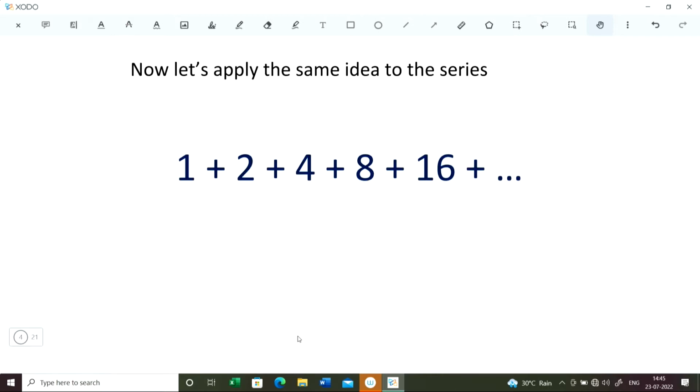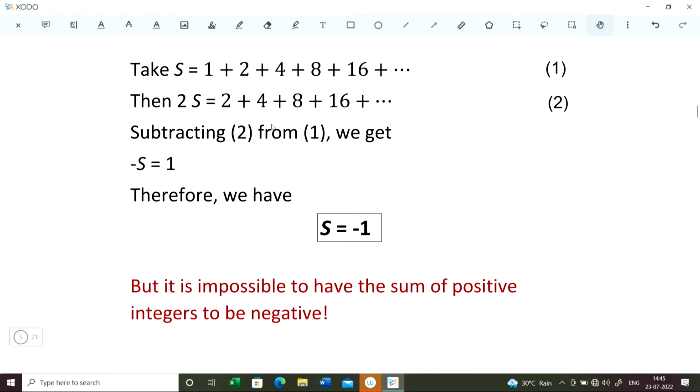Now let's apply the same idea to the sum of this series. Let's see what happens if we apply the idea to this series. Here we take S to be 1 plus 2 plus 4 plus 8 and so on. Then 2S turns out to be 2 plus 4 plus 8 and so on. Again, we have a lot of common elements, and subtracting them will give S equals to minus 1. But can we accept this solution?